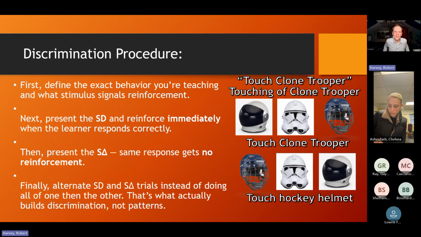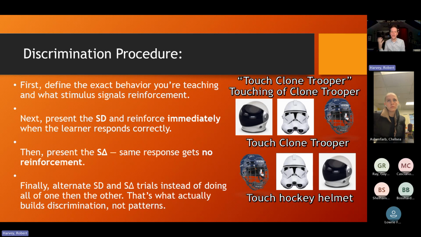That is really kind of a semi-confusing thing to think about. If I'm trying to teach them to touch clone trooper, I might also say touch hockey helmet, because I want them to only touch clone trooper when clone trooper is present. Hopefully that makes sense, because it is a little bit tricky, and it's something that we do all the time because we're teaching multiple things. But remember that when you're teaching other things, you're also teaching them what the previous thing is not. So when you're teaching touch hockey helmet, you're teaching them that it's not touch clone trooper. Does that make sense? Yeah. Okay. Good.